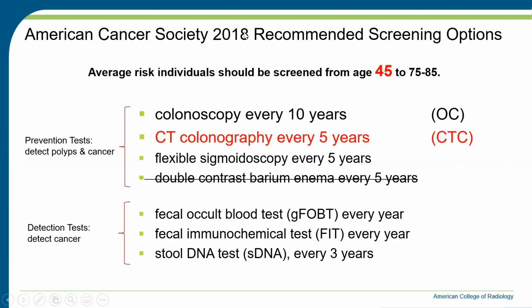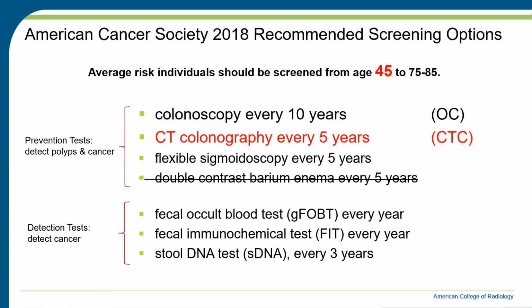The American Cancer Society last updated their recommended screening option list a couple years back. Pretty recent update that included a drop in the screening age threshold for average risk individuals to the age of 45. And they divided their list of screening options into 2 major categories. Those are tests of prevention, which are designed mostly to detect polyps and cancer. So these ones can detect the precancerous polyps before they become a cancer.